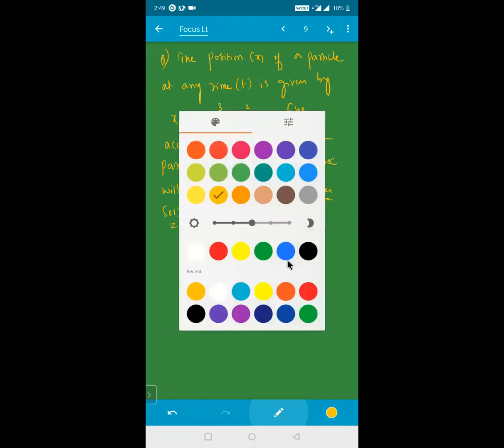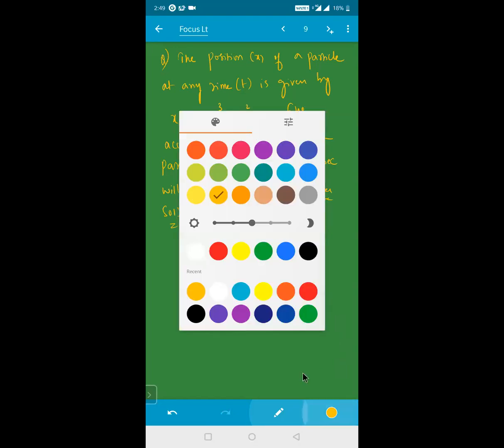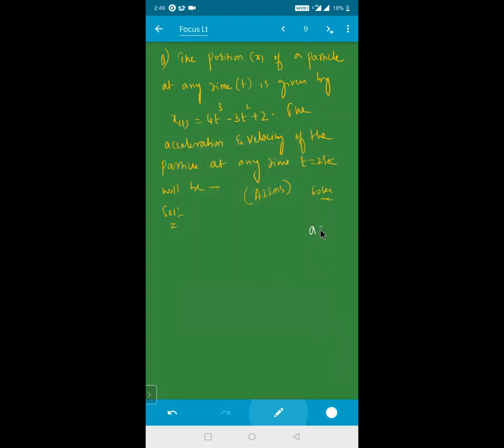Acceleration is 42, sir. This is your AIIMS question, beta. Acceleration is how much? 42 or... Velocity is 36, sir. Velocity is 36. पक्का आया सभी को?